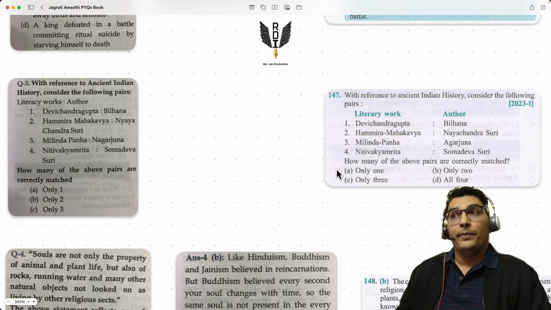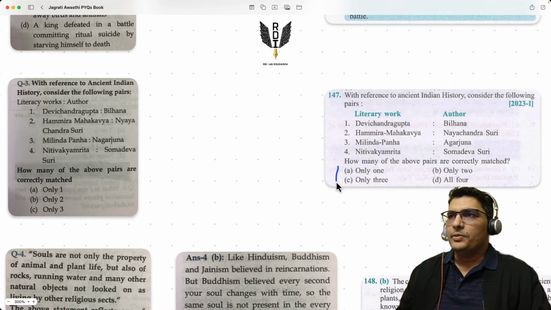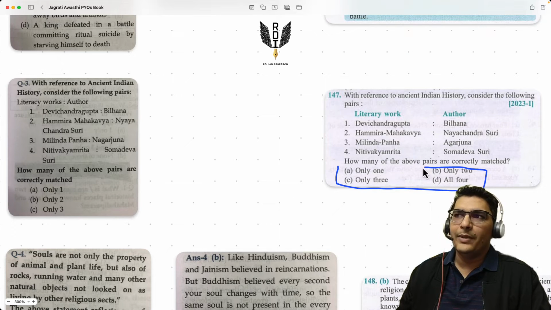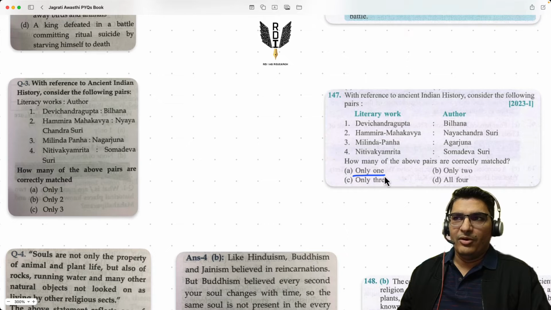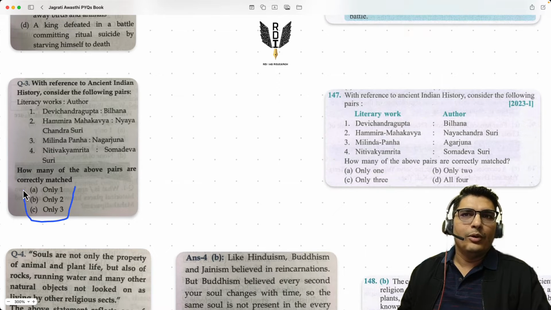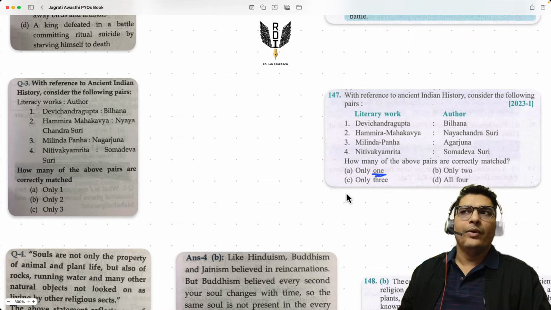But a bigger mistake, in my opinion, which I overlooked in the last video, is to look at the options. The options in your question paper are framed as "only one, only two." But look at what Jagrati Avasthi's book is doing: "only one, only two." It is equating the numerals 1, 2, 3 with the words one, two, three, and this is incorrect because numerals 1, 2, 3 are mentioned here.